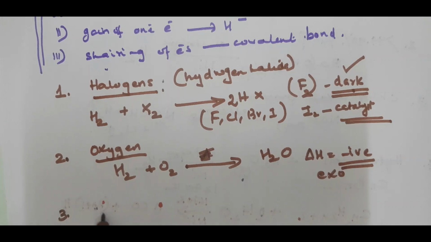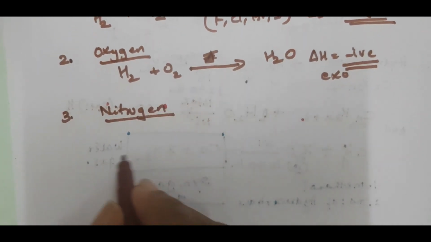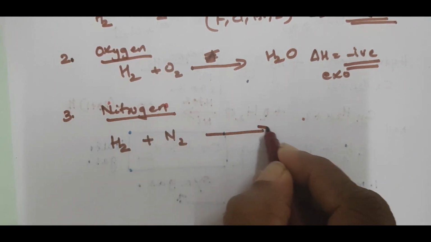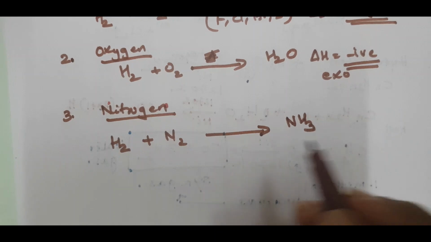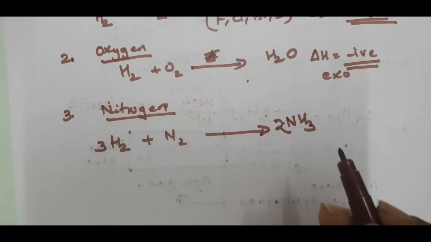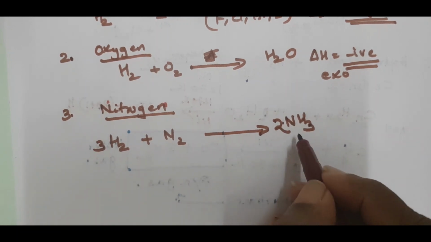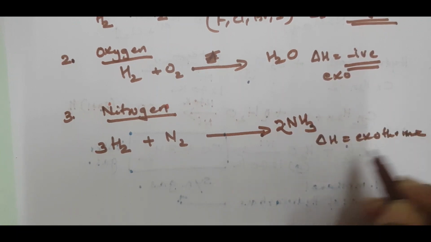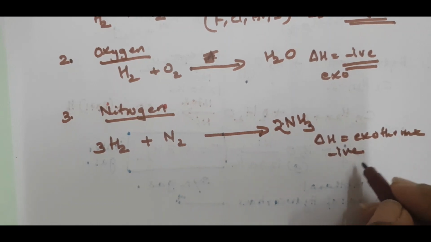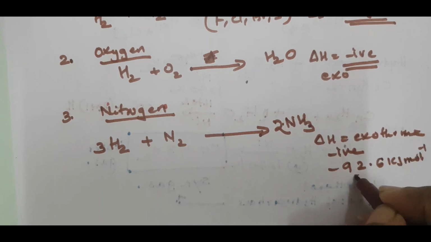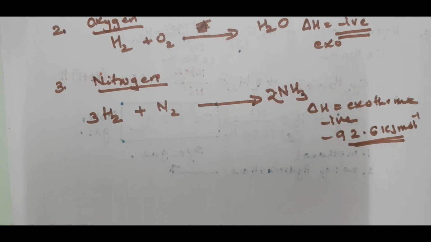Then the third reaction is the reaction with nitrogen. When hydrogen reacts with nitrogen, it forms ammonia, NH3. So 3H2 plus N2 will give you NH3. And here also the reaction is exothermic, that is, the delta H value is negative, for example minus 92.6 kilojoule per mole. This is the meaning of delta H negative.